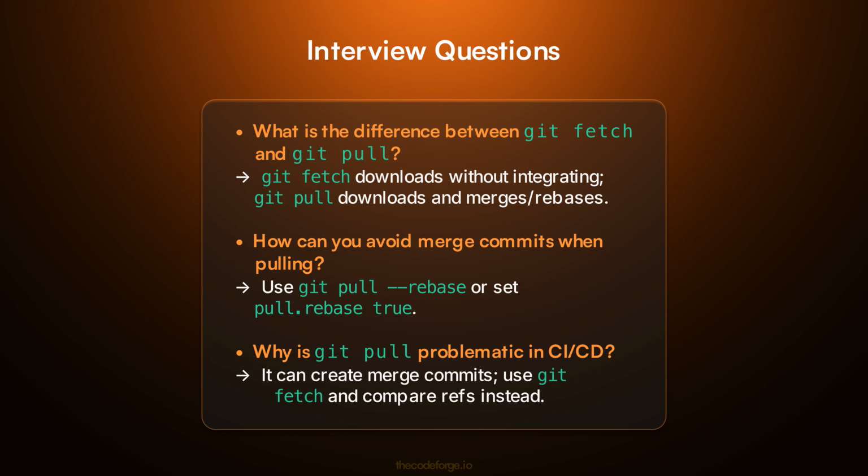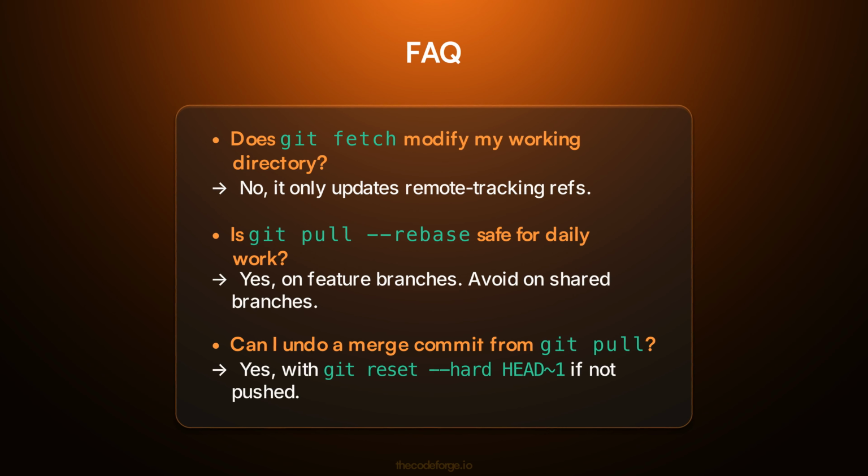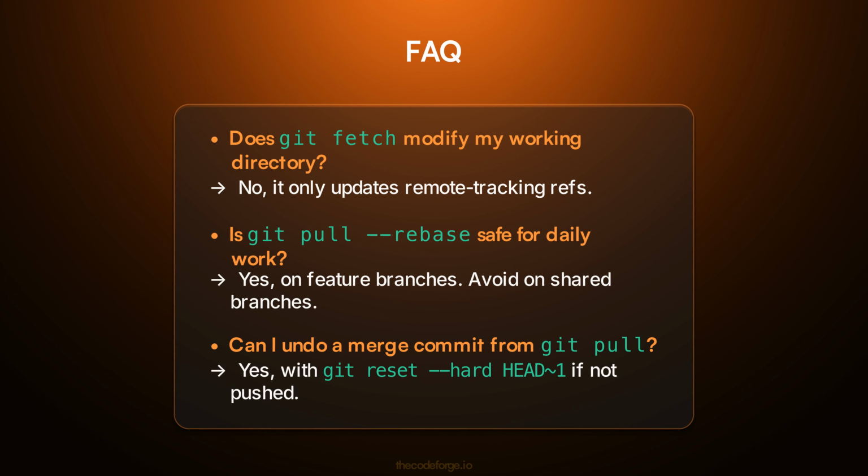Why is git pull problematic in CI/CD? It can create merge commits. Use git fetch and compare refs instead. And a few frequently asked questions. Does git fetch modify my working directory? No, it only updates remote tracking refs.